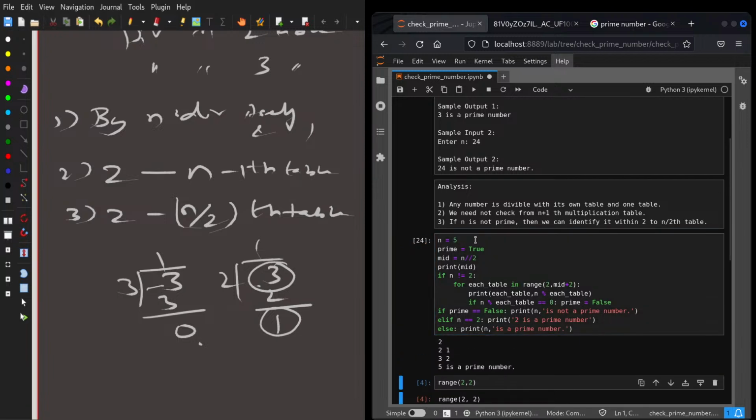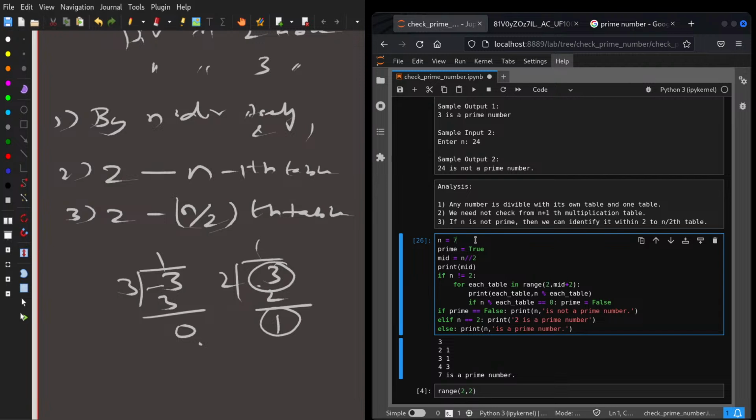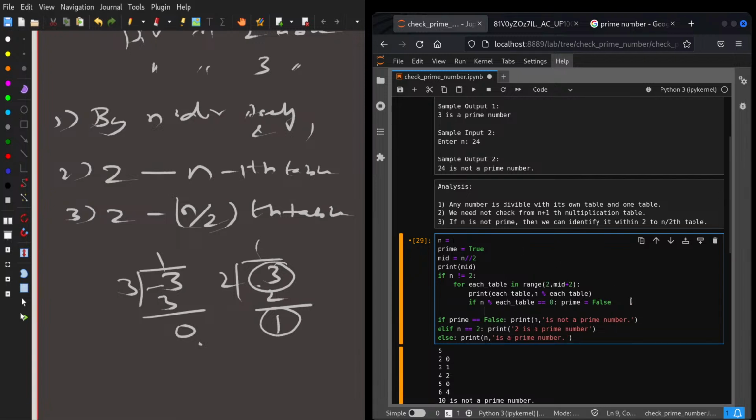4 is not a prime. 5 is a prime. 6 not a prime, right? 7, 7 is a prime because it goes just for 7 and 1. Okay, 8, let's check. It's not a prime. 9, it's not a prime. 10, it's not a prime. Okay, fine. Now this is correct. So our code is working perfectly.